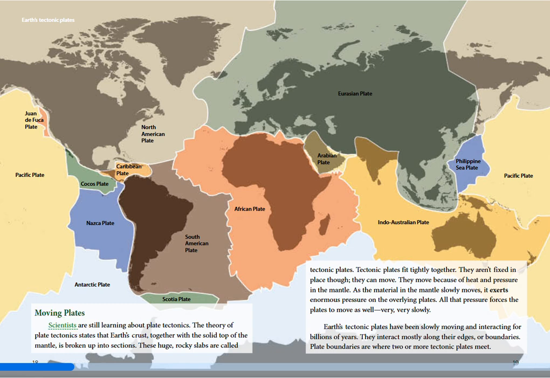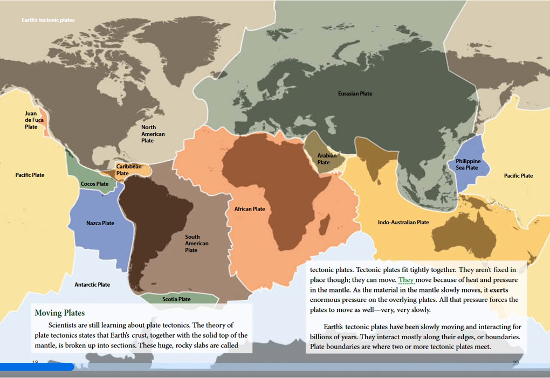Moving plates. Scientists are still learning about plate tectonics. The theory of plate tectonics states that Earth's crust, together with the solid top of the mantle, is broken up into sections. These huge rocky slabs are called tectonic plates. Tectonic plates fit tightly together. They aren't fixed in place, though.